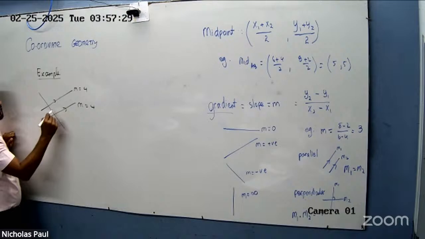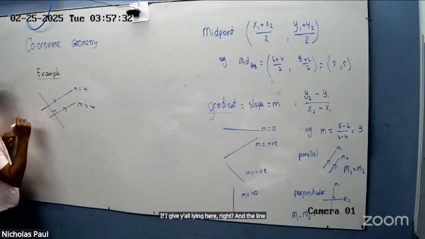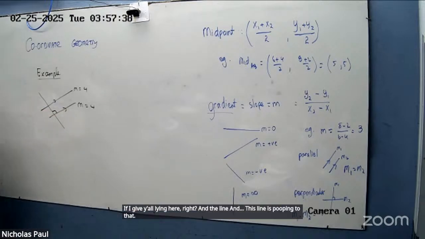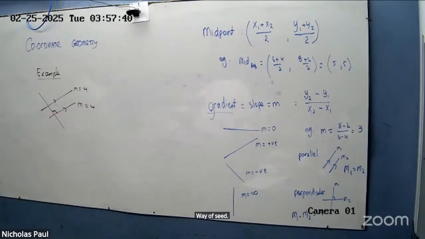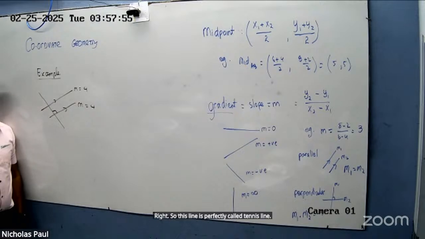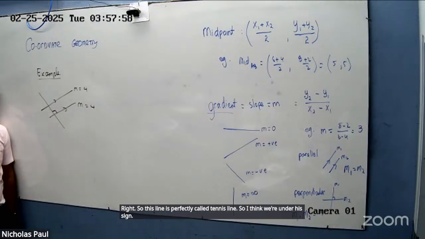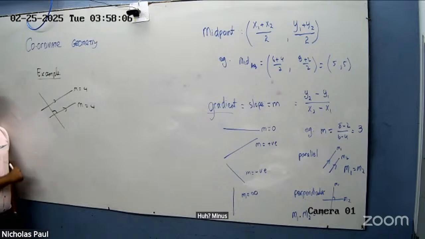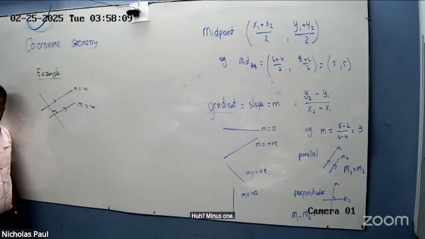If I give you a line here, and this line is perpendicular to that line, what's the gradient of this line? This one here. Vishish, what's the gradient of this line? -4.